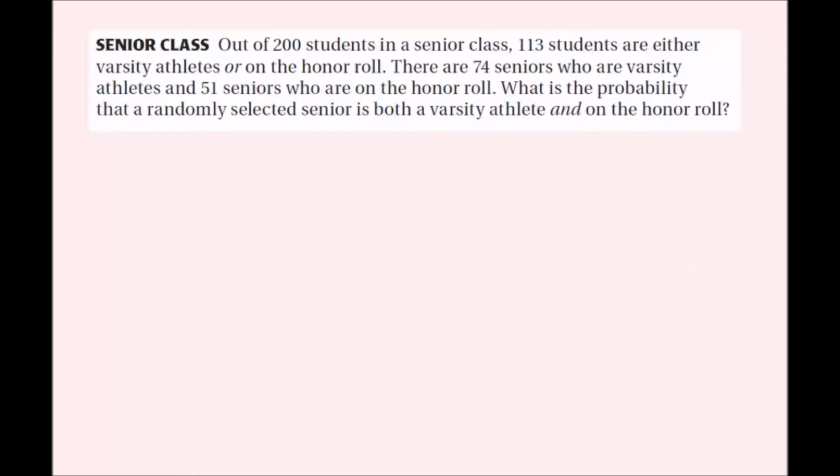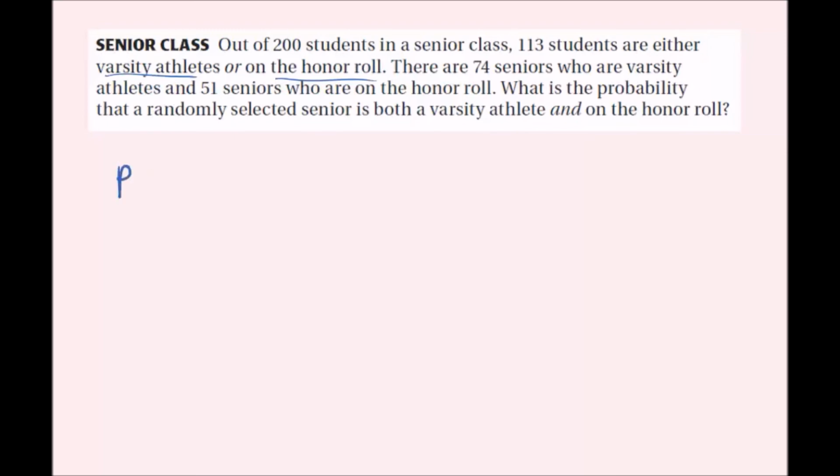One more example for you. It says, out of 200 students in a senior class, 113 students are either varsity athletes or on the honor roll. There are 74 seniors who are varsity athletes, 51 who are on the honor roll. What's the probability that a selected senior is both a varsity athlete and on the honor roll? So the first thing we need to decide is, are these overlapping or are they disjoint? Can a student be a varsity athlete and on the honor roll? The answer is yes. So they are overlapping.